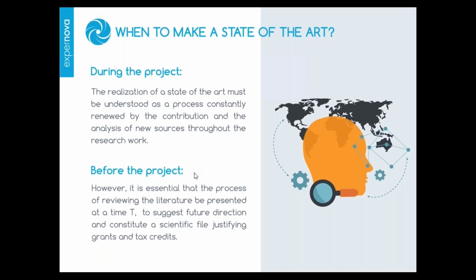However, it is essential that the process of reviewing the literature be presented at a time t. This involves stopping the reading and the interpretation of the results of the scientific literature and moving on to building an inventory of this existing information in order to suggest future direction and constitute a scientific file justifying grants and tax credits. Then it is necessary to fix the process of writing the review by retaining a corpus within the framework of the scientific production carried out.